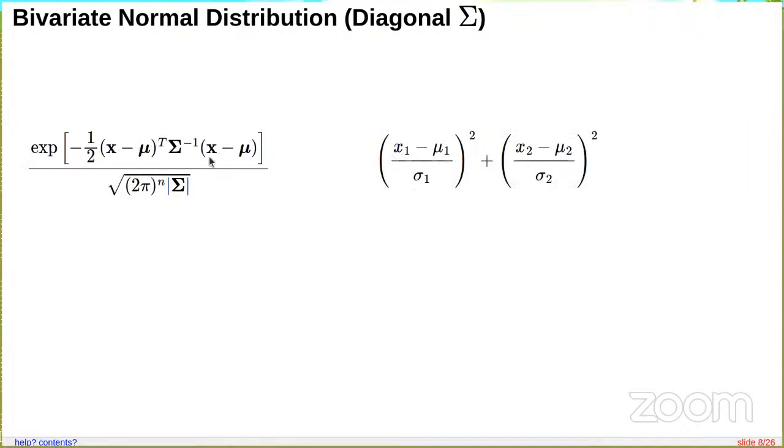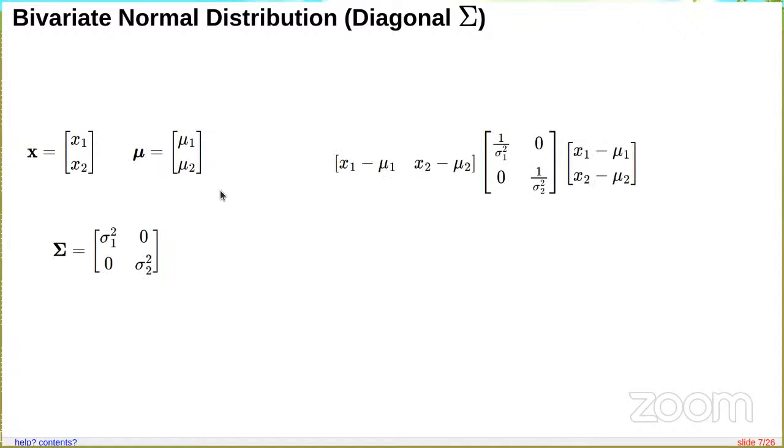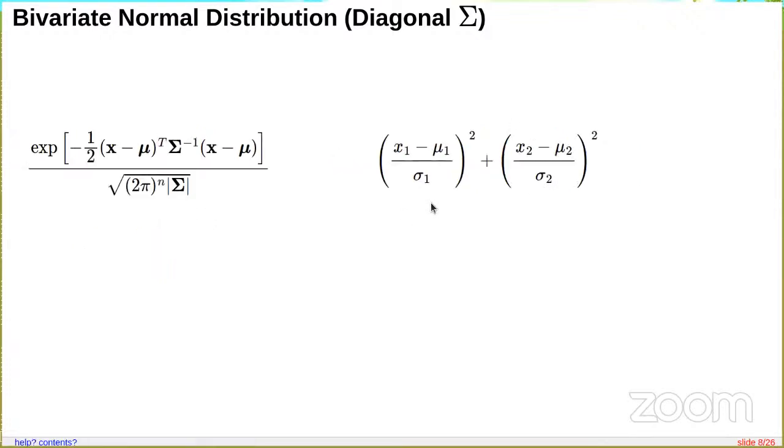If you multiply the whole thing, the numerator becomes (x1 minus mu1) by sigma 1 whole square plus this one, right? So this is one part of the numerator. Basically, the minus half will get added.